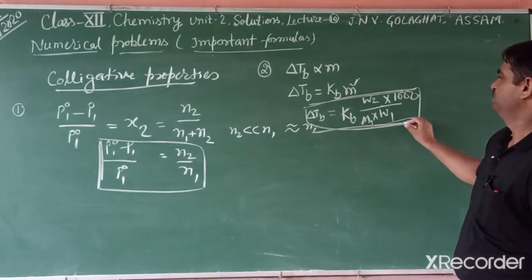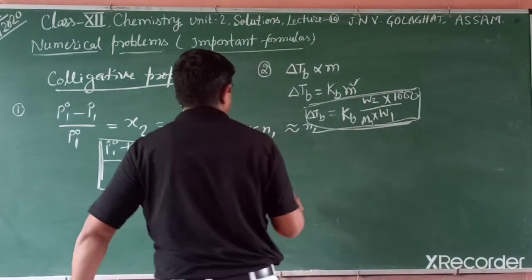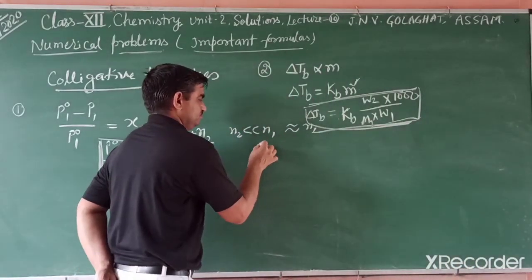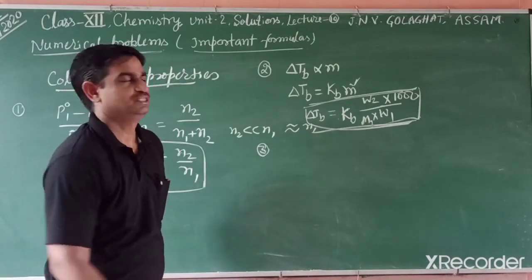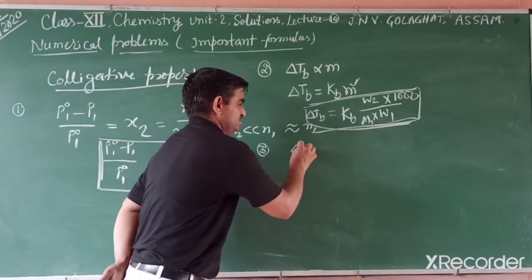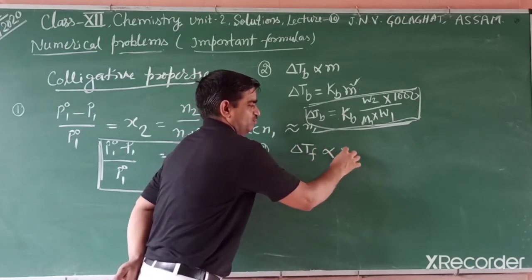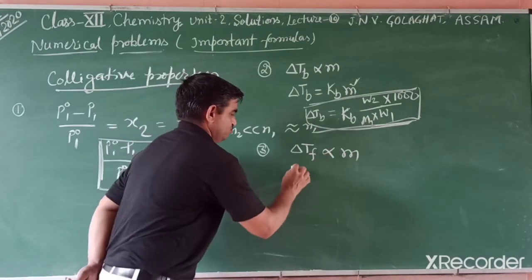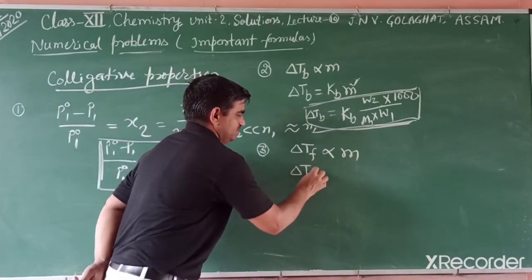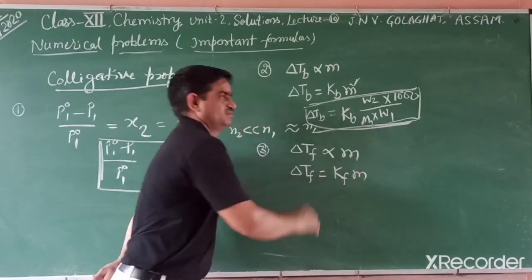The third colligative property is the depression of freezing point. Depression of freezing point, delta Tf, is again directly proportional to molality. It is also a colligative property. Removing the proportionality sign, delta Tf is equal to Kf times m. What is Kf?